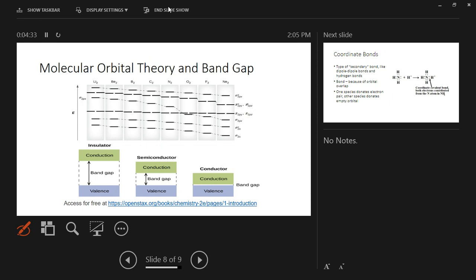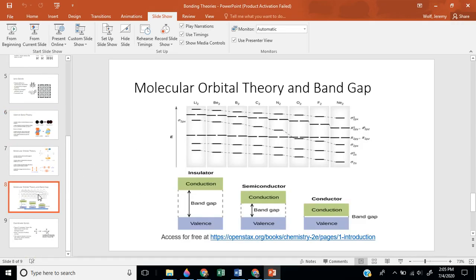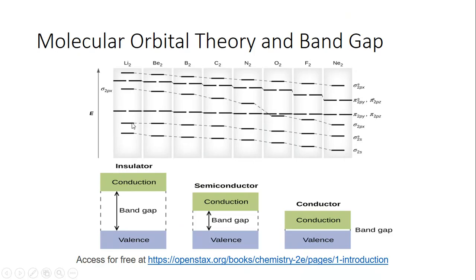And so what happens here, you get these different orientations for your diatomic elements. It's very easy to do molecular orbital theory with diatomics. When you're doing it with more than just two elements, it becomes quite complicated quite quickly. And so we're not going to do that, but I just wanted to show this to you.